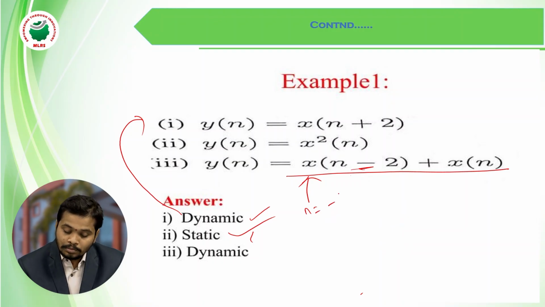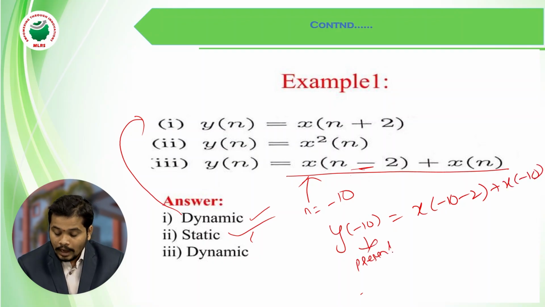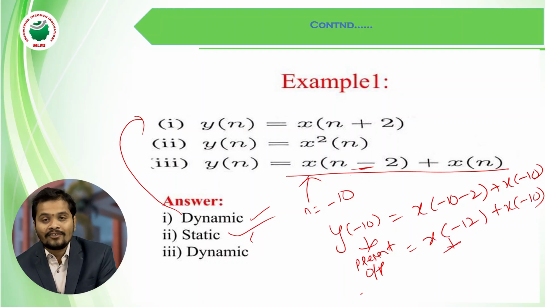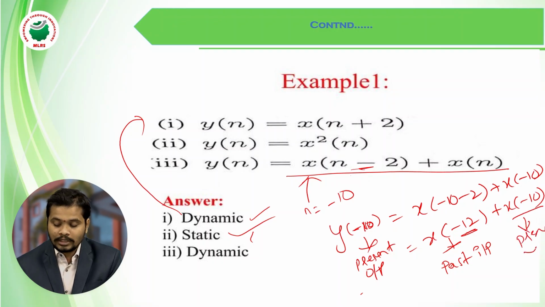Now I am keeping n equals minus 10. We'll see what will happen. Y of minus 10 equals x of minus 10 minus 2 plus x of minus 10. Minus 10 is the present output. Coming here, x of minus 12 plus x of minus 10. X of minus 12 is the past input. You are at sample minus 10, but you are getting a past input at minus 12, before two samples, and the other one is present only.